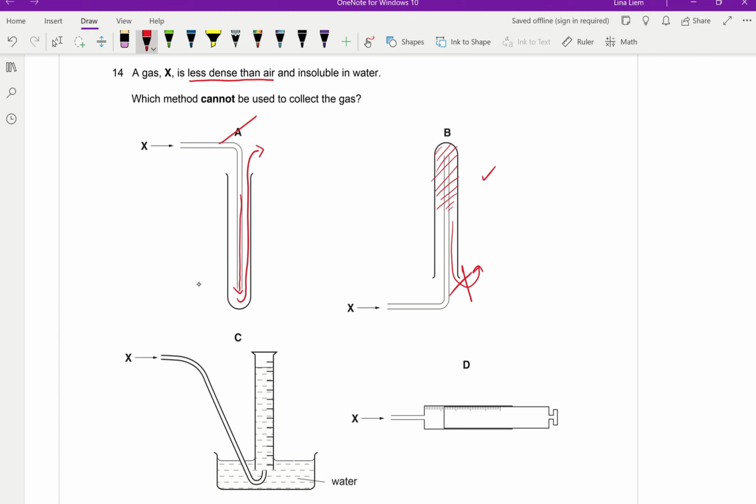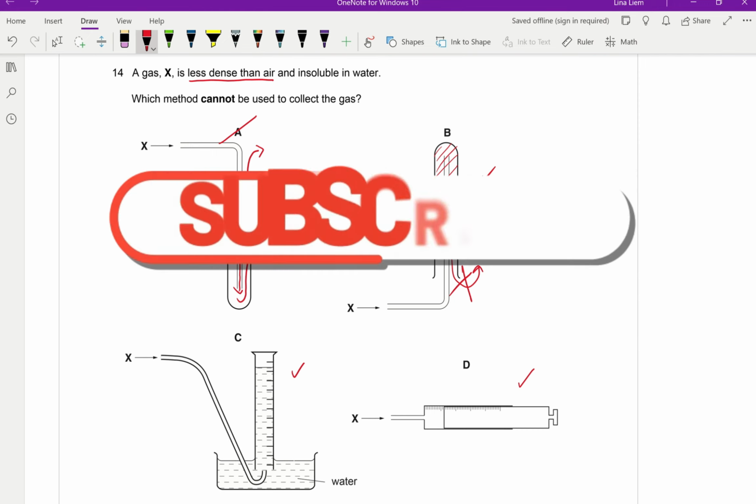C is a correct method because the gas is insoluble in water, so we can use the water displacement method to collect the gas. And D is a gas syringe, so we can use that for any type of gas. So A cannot be used.